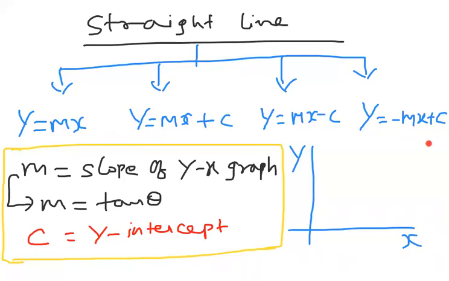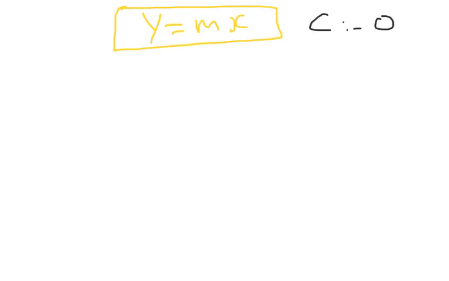Let us start with the first one, y equal to mx. Here there is no y-intercept; there is no c value. The c value is 0. What is the y-intercept? Where the line drawn for the graph touches the y-axis is called the y-intercept. Here the y-intercept is 0 because we didn't find any y-intercept. The equation is simply y equal to mx.